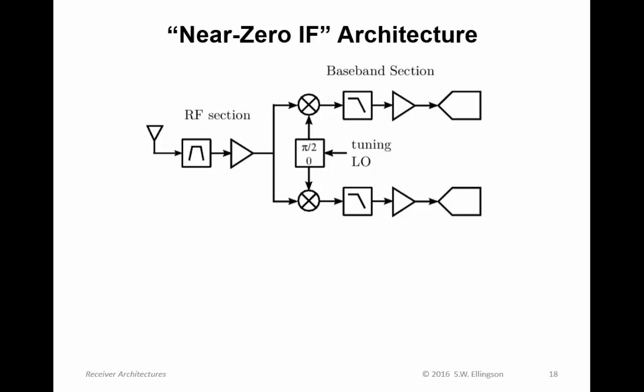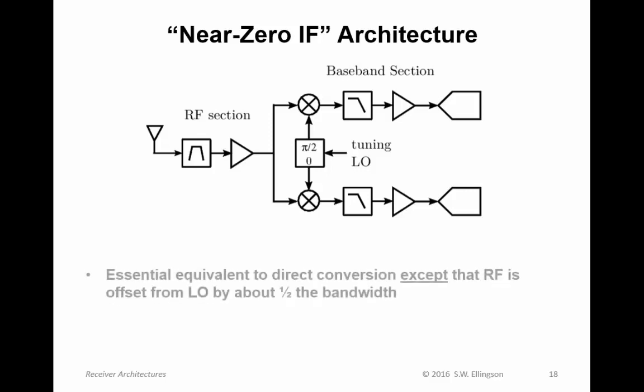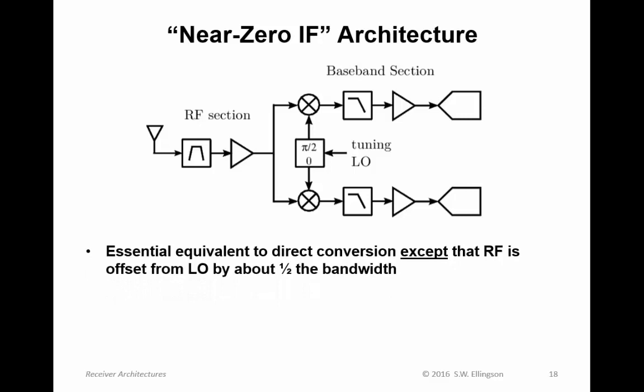Now, a modification to the direct conversion approach is near zero IF architecture. If you look at this, it looks very similar to direct conversion. The difference is that the RF is offset from the LO by about half the bandwidth. So instead of going from RF directly to DC, you put the signal here, just above DC. So all the problems that we have around DC, including the LO tone jammer, are down here, whereas most of the signal's up here. So that's a near zero IF architecture.